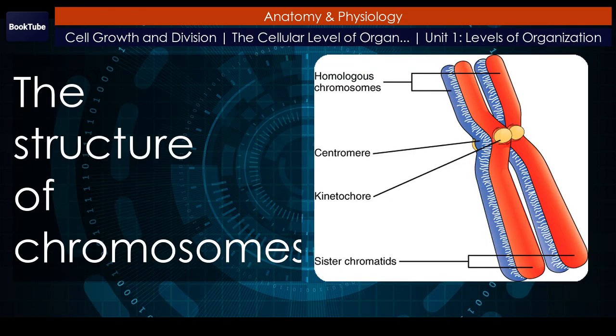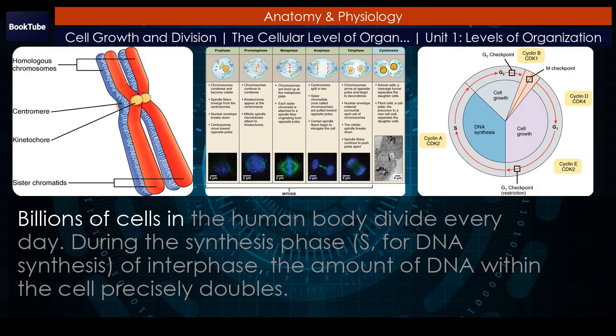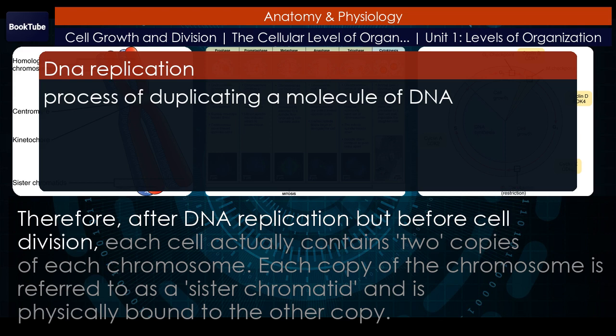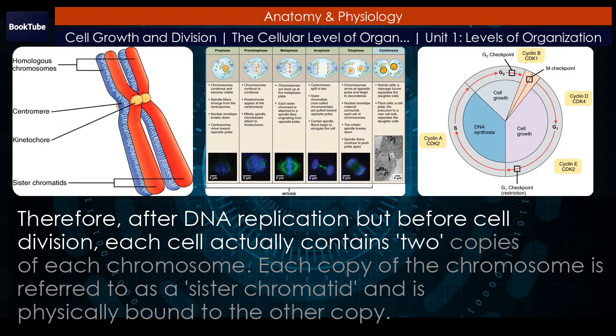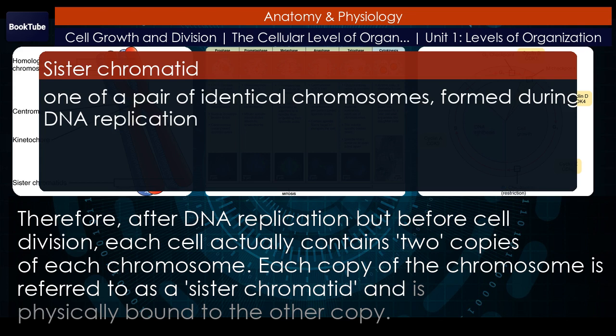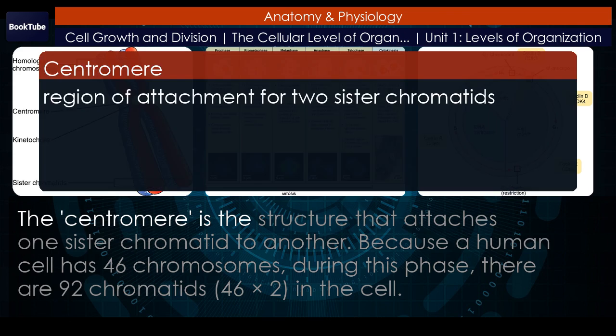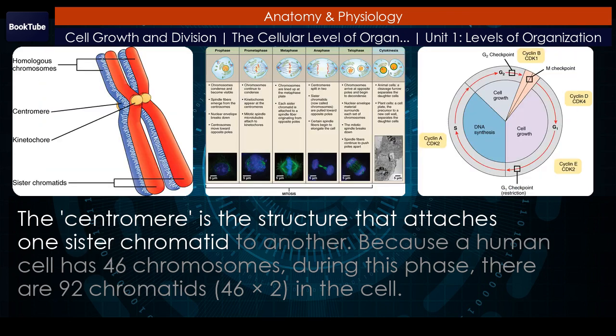The structure of chromosomes. Billions of cells in the human body divide every day. During the synthesis phase, S, for DNA synthesis, of interphase, the amount of DNA within the cell precisely doubles. Therefore, after DNA replication but before cell division, each cell actually contains 2 copies of each chromosome. Each copy of the chromosome is referred to as a sister chromatid, and is physically bound to the other copy. The centromere is the structure that attaches one sister chromatid to another.